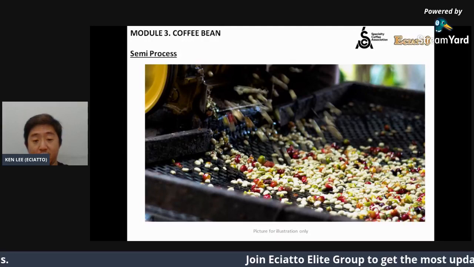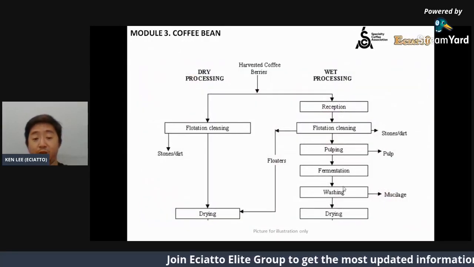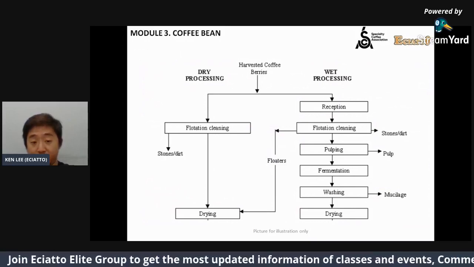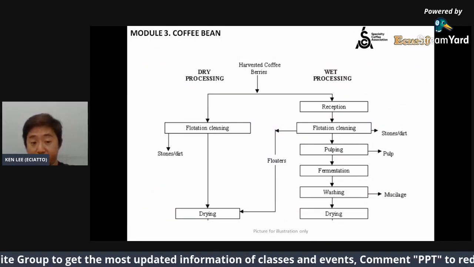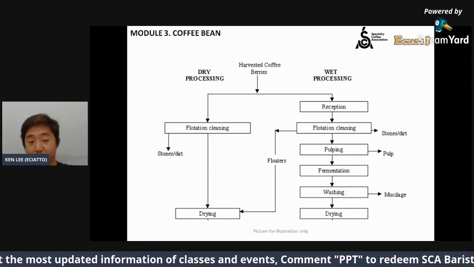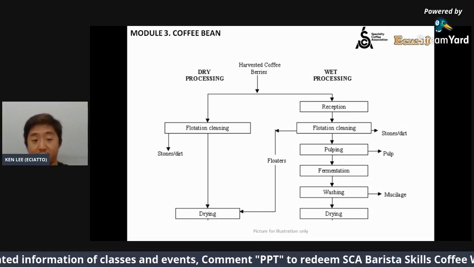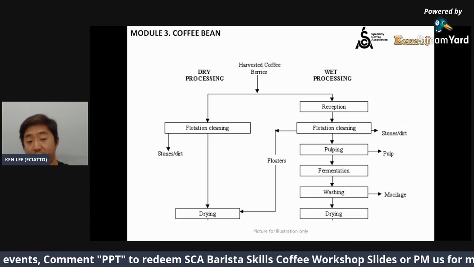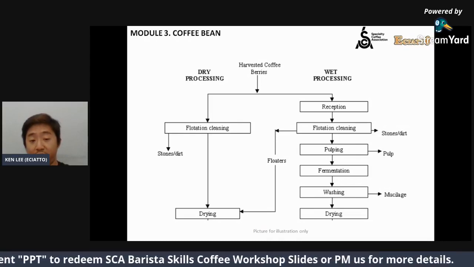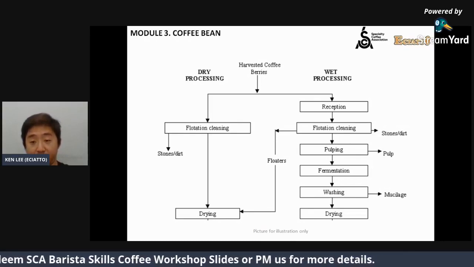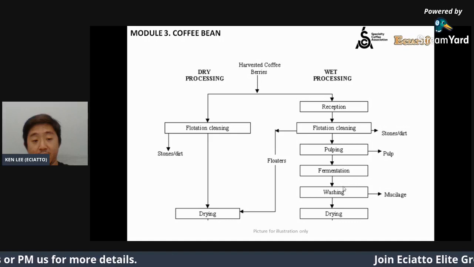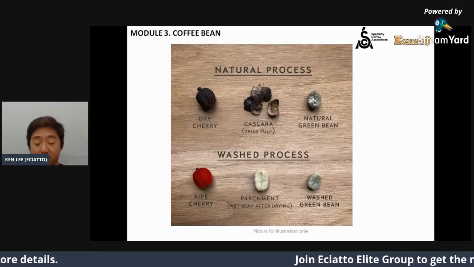So let us go a little bit deeper. This is one of the charts that draws out the processing, whether dry or wet. We have the dry process on the left and the wet processing on the right. These are the two phases that we're going to go through.